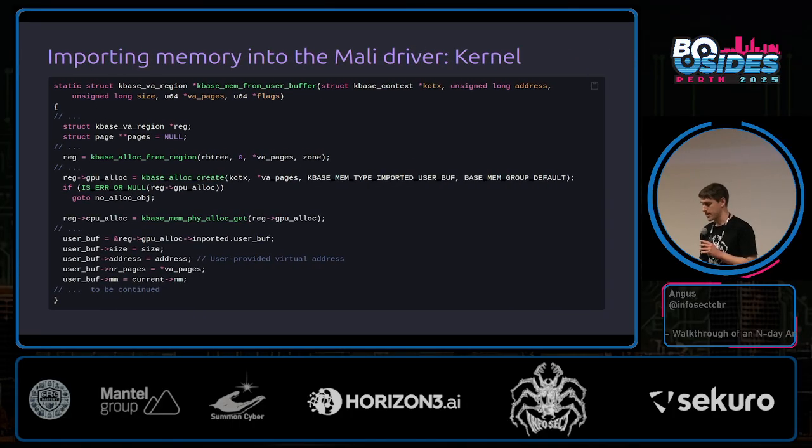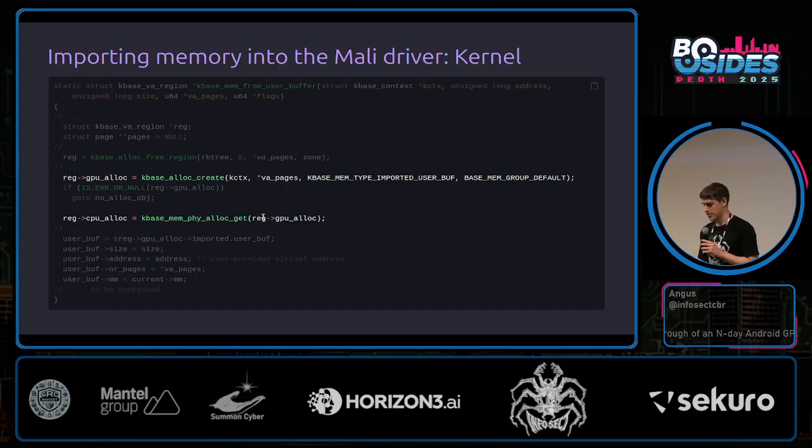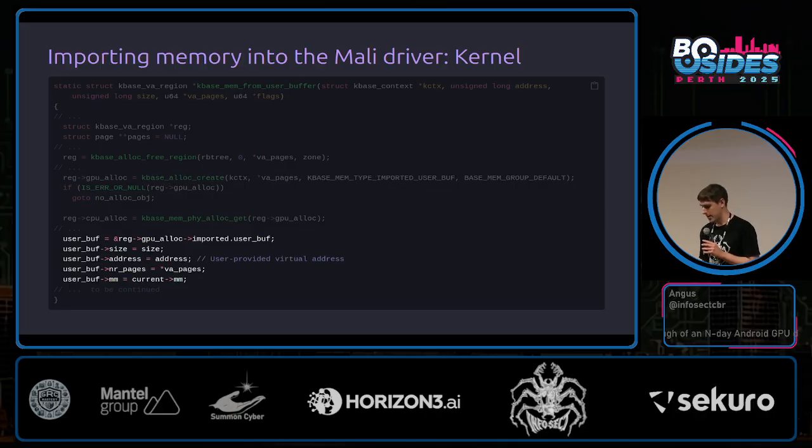So what happens inside the kernel when we do this? Once again, loads of code here. I'm going to show you diagrams in a second. The first thing it's going to do is allocate a struct to keep track of the GPU virtual address region that we're about to create. It's going to create another struct to keep track of the underlying physical allocation. It's going to keep track of a bit of data about the memory that we wanted to import, including the virtual address that the user wanted to import, how big it is, what process imported it, and stuff like that.